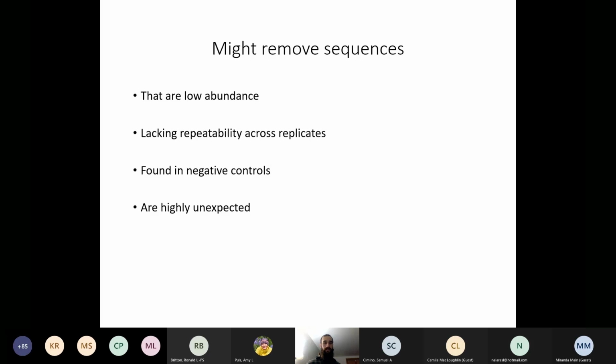You could be removing sequences that lack reproducibility across replicates. So this again suggests something unusual happened, maybe a contamination event with one of your libraries. Certainly removing sequences that are found in your negative controls, again evidence of potential contamination or issues in the lab, or simply sequences that are just really highly unexpected. It just doesn't make sense that you're going to have platypus in this part of the country. And so if you come up with that sequence, you may be able to use outside ecological information to identify that as a highly suspect result.